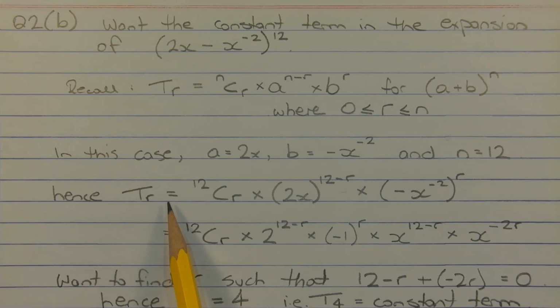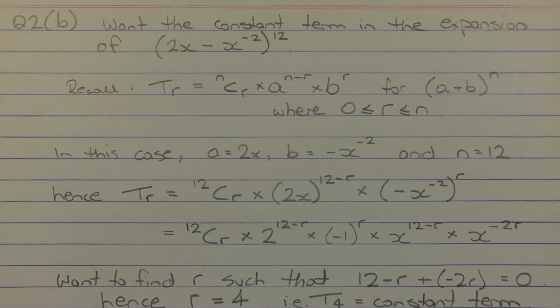Hence, Tr is equal to 12 choose r times (2x) in brackets to the power of 12 minus r times (negative x to the power of negative 2) in brackets to the power of r. So expanding the brackets here and here, and putting the numerical components over to one side and the term involving x over to the other, we could write it like this. Tr is equal to 12 choose r times 2 to the power of 12 minus r times (negative 1) in brackets to the power of r times x to the power of 12 minus r times x to the power of negative 2r.